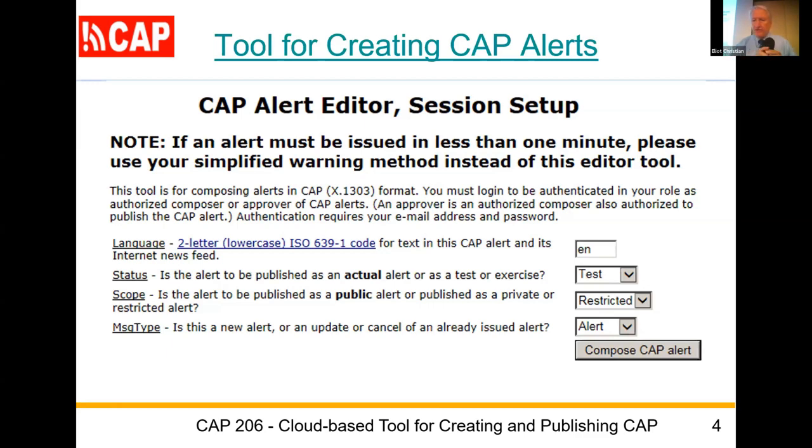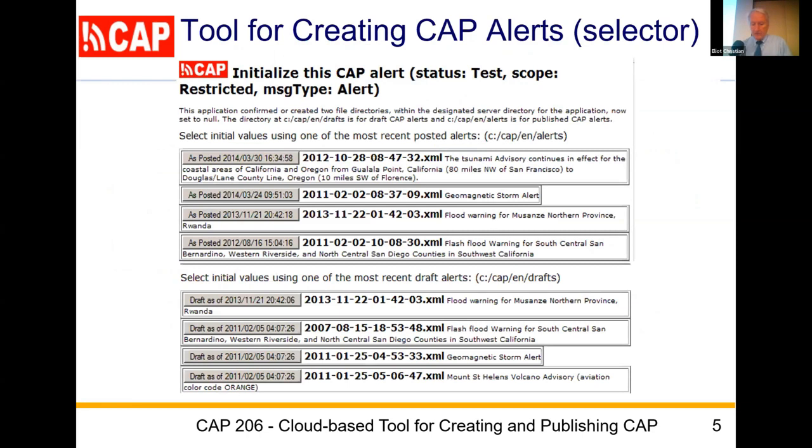So when you have those set the way you want, you hit the Compose button, and now you're presented with existing CAP alerts that are either drafts or already posted alerts, so you can choose which one you want to start from. You could also just choose any alert that you've seen anywhere and bring that in as your starting point. So you just scan the ones that are there. If you put your mouse over an entry, you see the text of the description and instruction elements as well, so you can decide which one you want to start with.